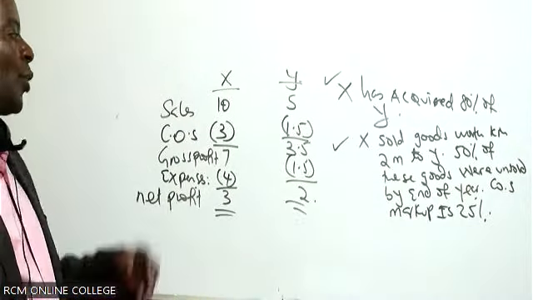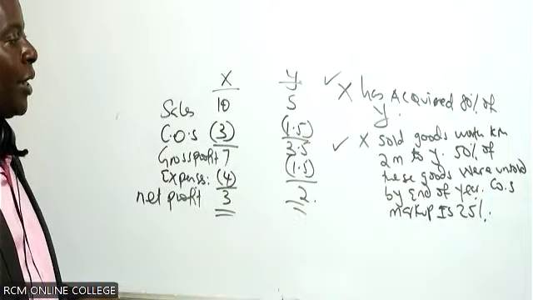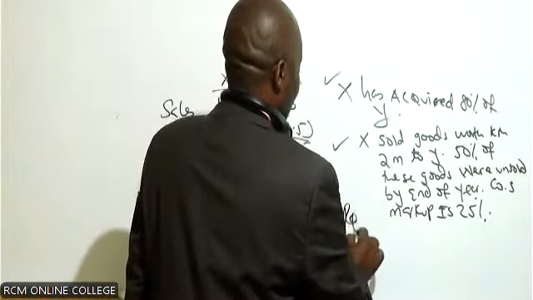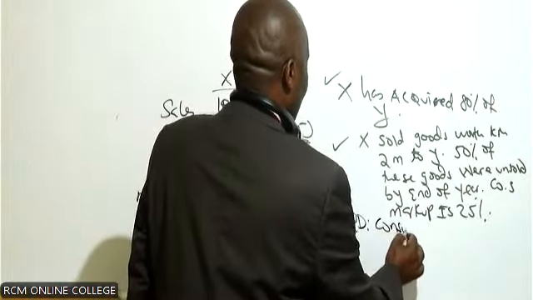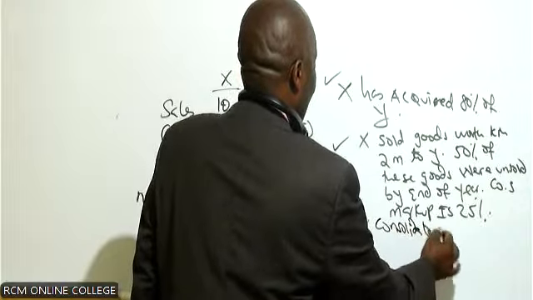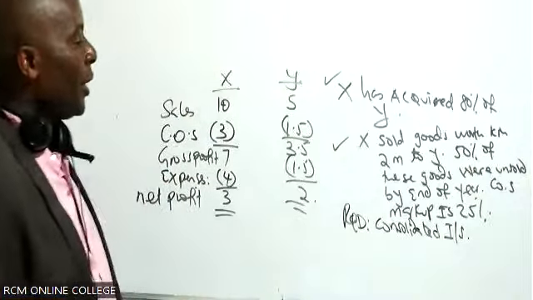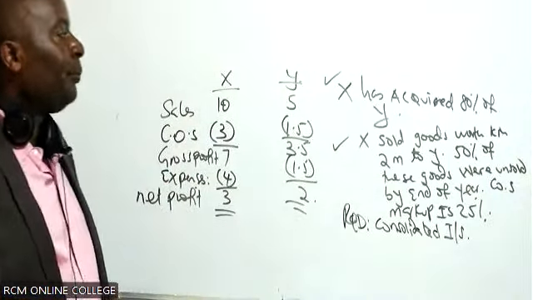So now you have to write this question. Then you are required here to come up with a consolidated income statement. So required: consolidated income statement.